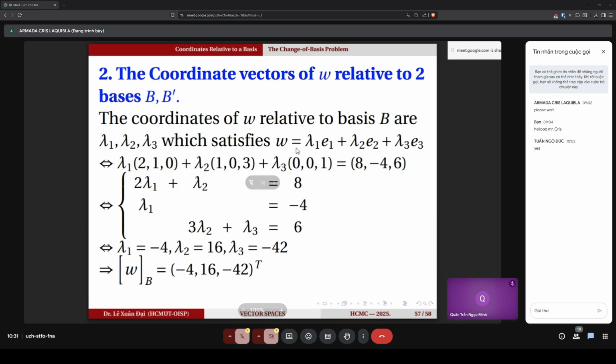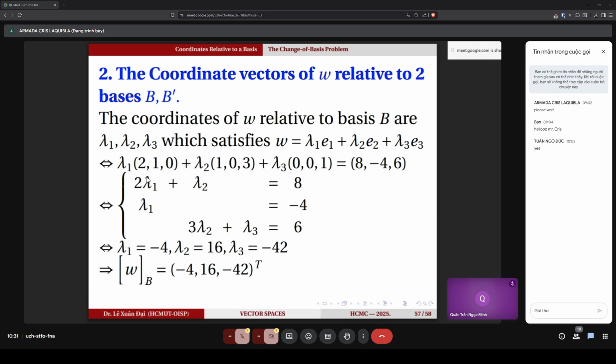E1 is 2, 1, 0. Lambda 2 times E2, the given E2 there is 1, 0, 3. Then lambda 3 times 0, 0, 1. It's equal to your W, and W is 8, negative 4, 6. So we have there 2 times lambda 1 plus 1 times lambda 2. This is the first coordinate, with 0 in the third vector's first coordinate, so it is equal to 8, the first coordinate also.